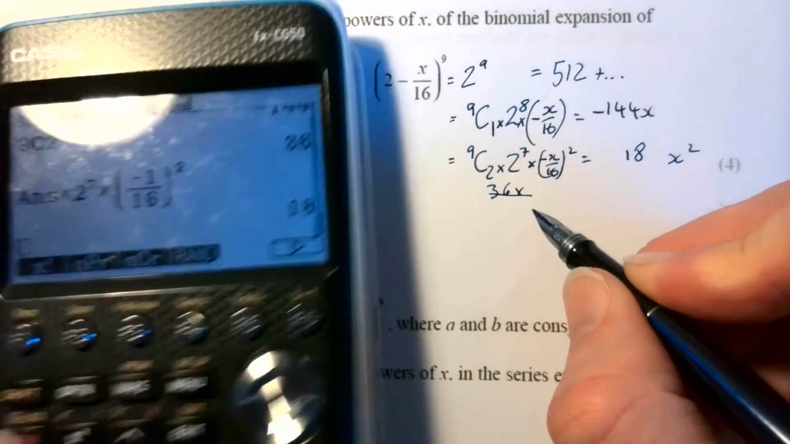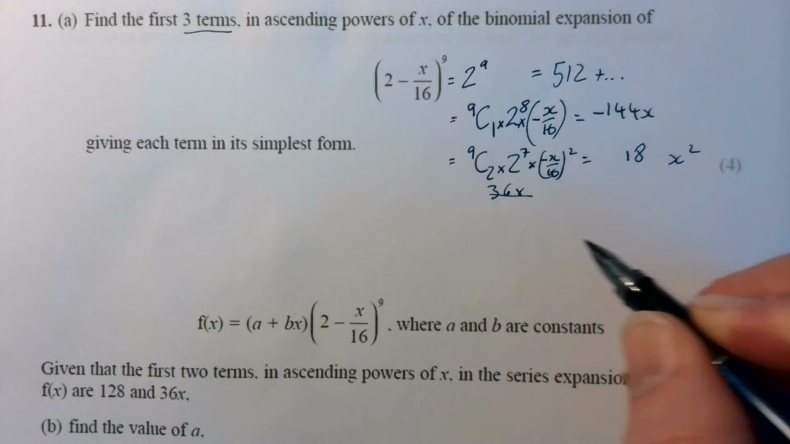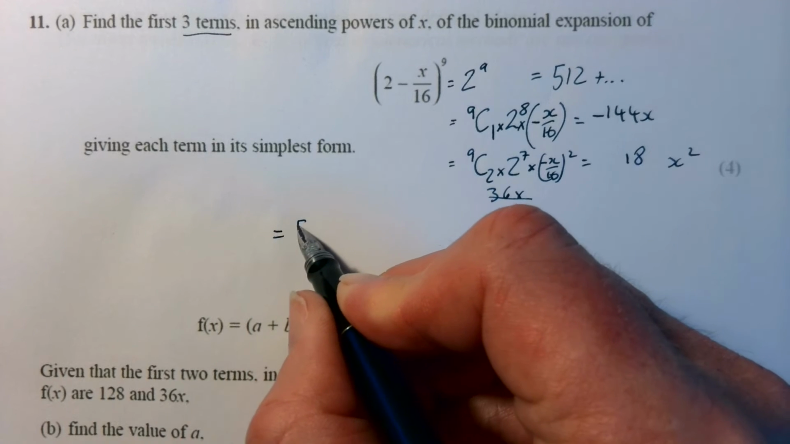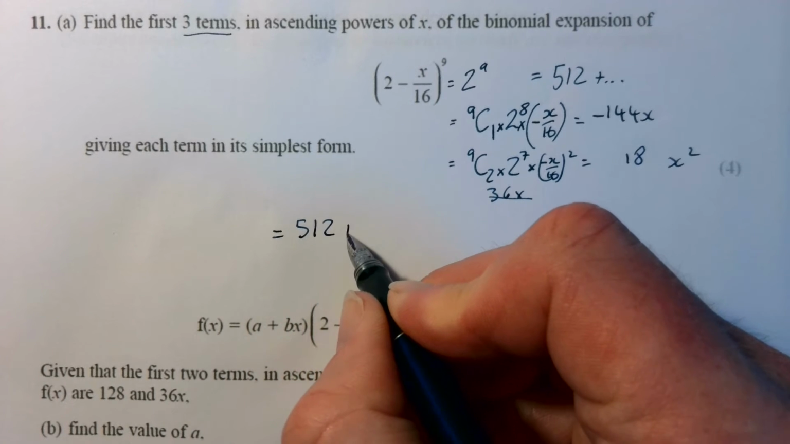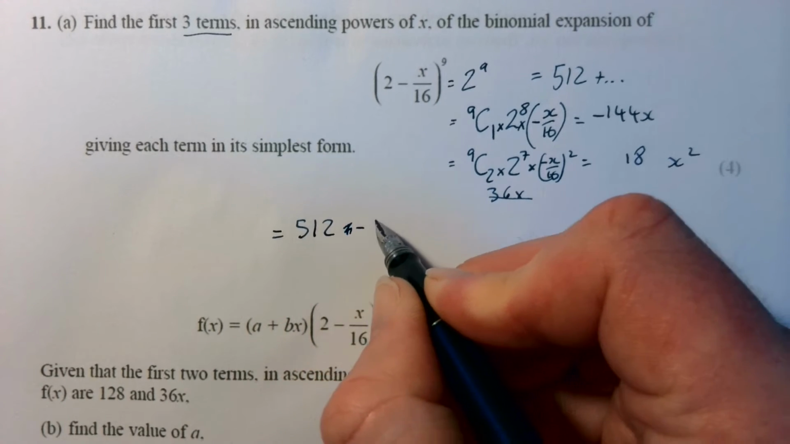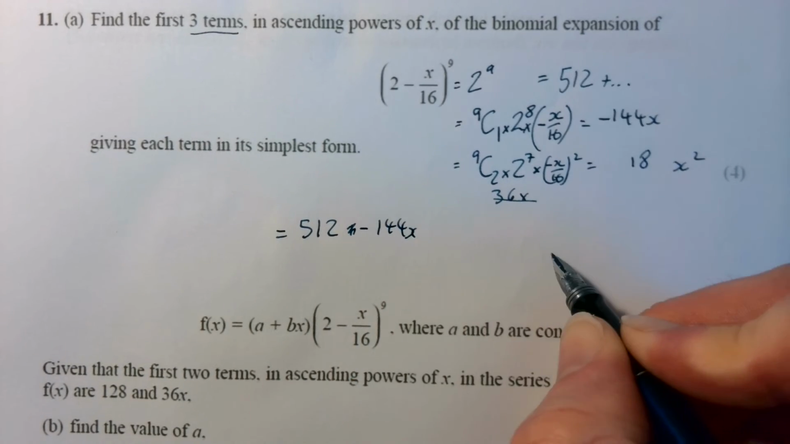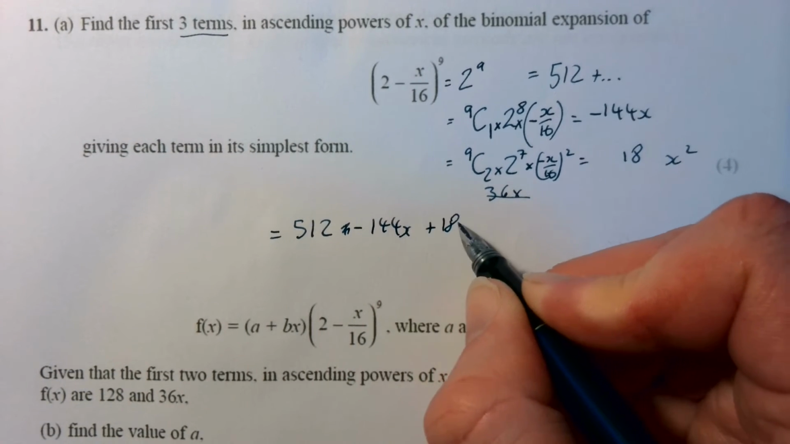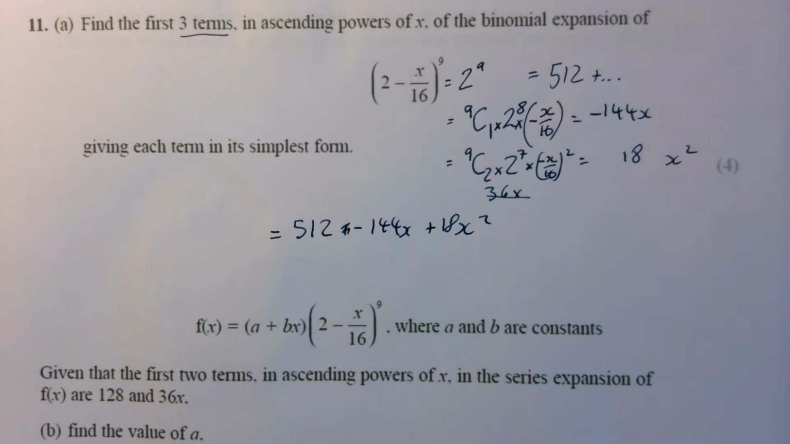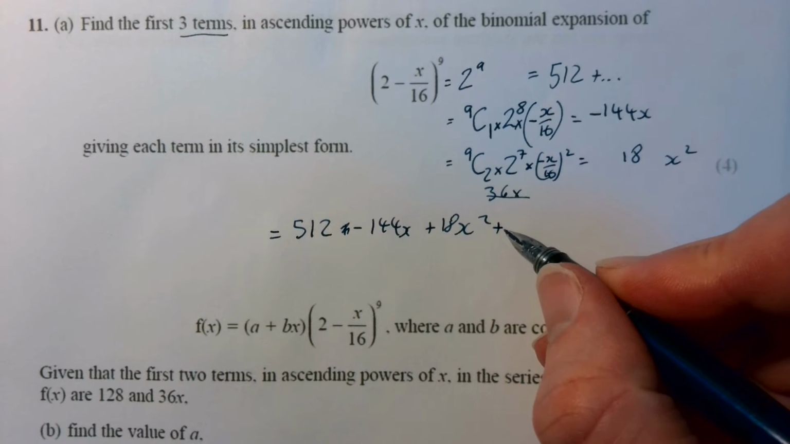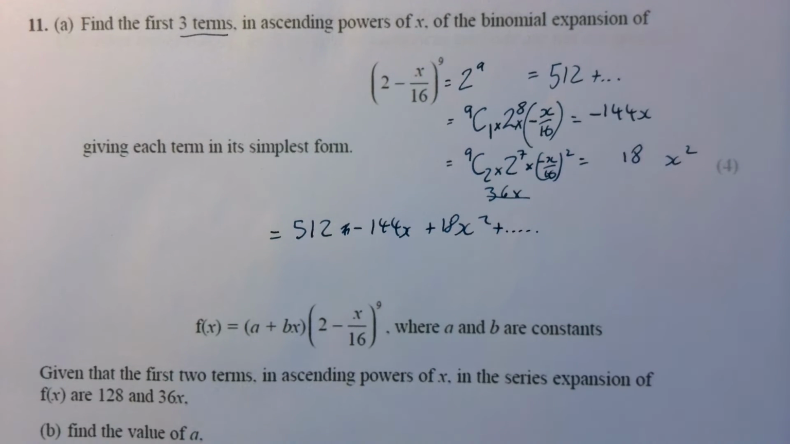So what that means is that my final answer is 512 take 144x plus 18x squared. And it's good form to put another plus with a few dots going after it because it is a continuing series.